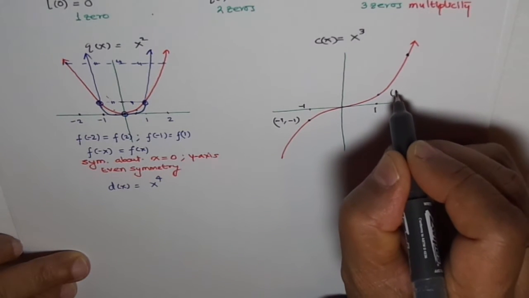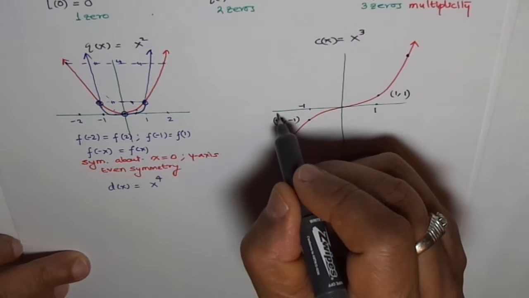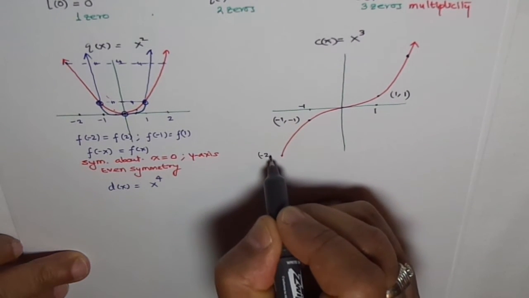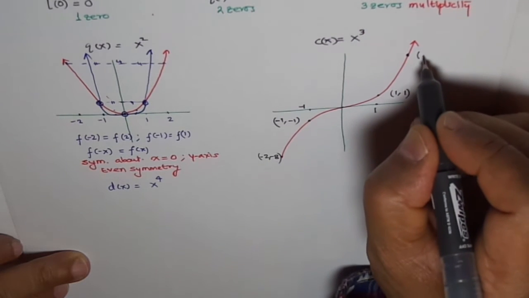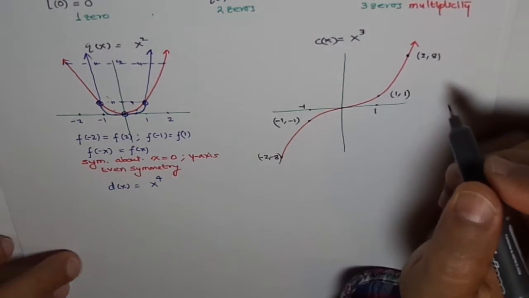But this point is 1, 1. At 2, somewhere here, it will be somewhere here, which will be minus 2, minus 8. But here at 2, we got 2 and 8. Correct?